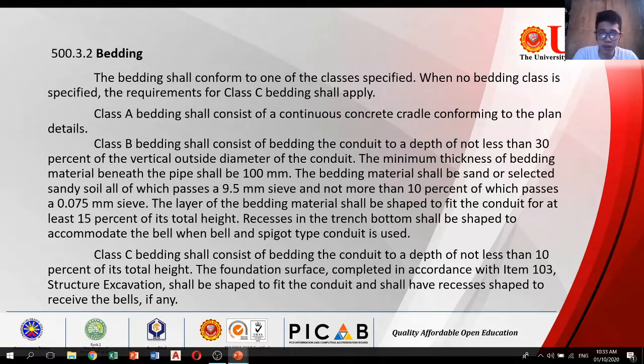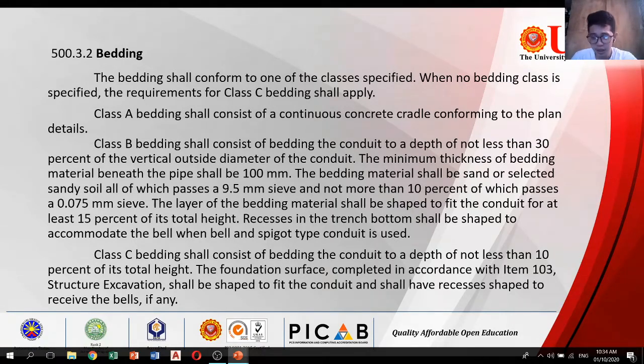The minimum thickness of the bedding material beneath the pipe shall be 100 mm. The bedding material shall be sand or selected sandy soil, all of which passes a 9.5 mm sieve and not more than 10% of which passes a 0.75 mm sieve. The layer of the bedding material shall be shaped to fit the conduit for at least 50% of its total height. Recesses in the trench bottom shall be shaped to accommodate the bell when bell and spigot type conduit is used.